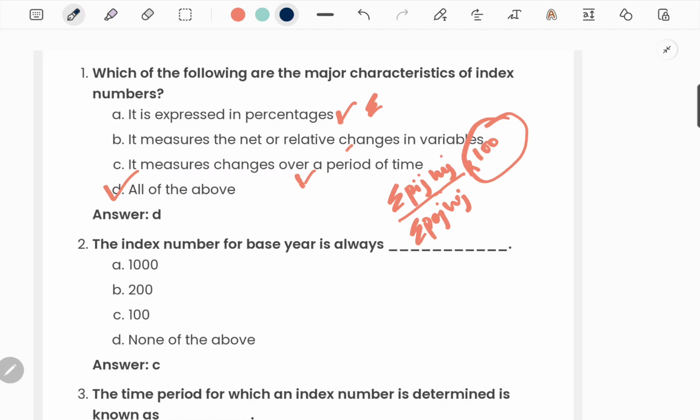Moving forward, the index number for the base year is always 100. So this is something that you always need to remember, that the index number of the base year is always taken as 100.